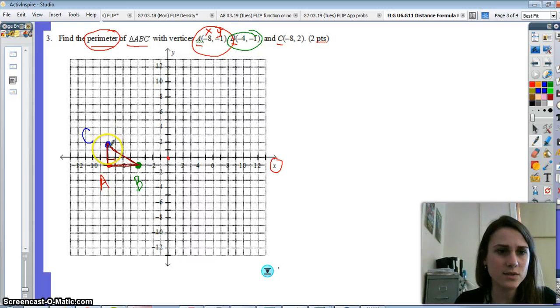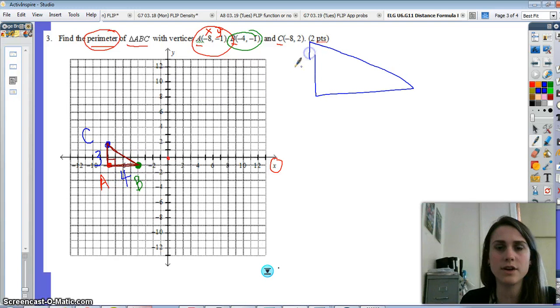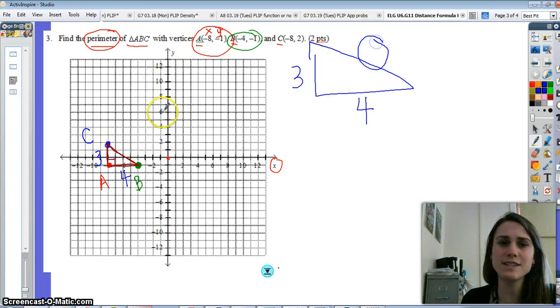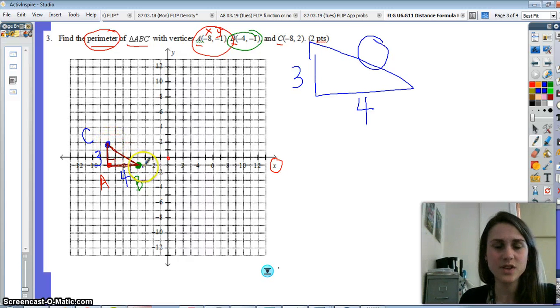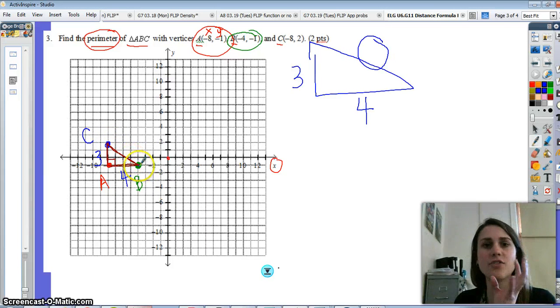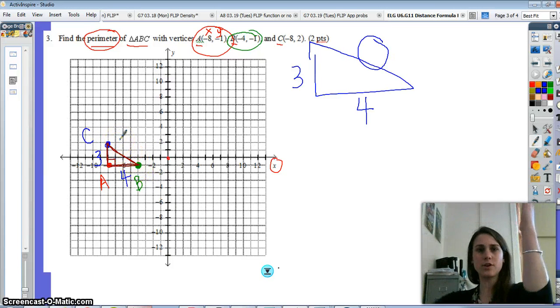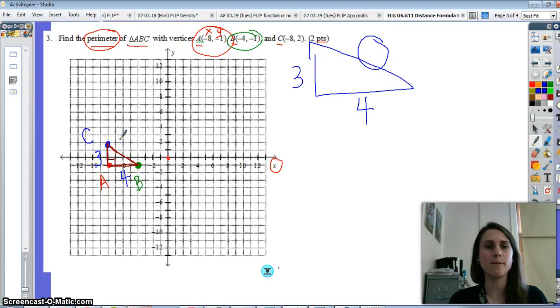So this side I see is 1, 2, 3 units. That's easy. This length is 1, 2, 3, 4 units. That's easy. So I'm going to redraw this triangle over here. I have this side is 3 units, this side is 4 units. I don't know what this side is though, because you can't count along a diagonal and get an accurate number. Only along vertical and horizontal lines can you do that.